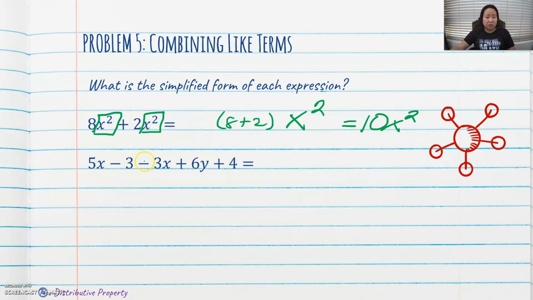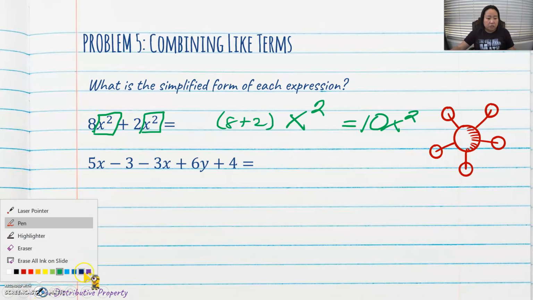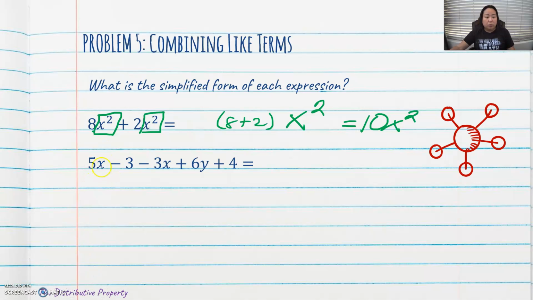Let's have a next example here. We have 5x minus 3x plus 6y plus 4. Remember, when we need to simplify, we have to combine all the like terms. So let's analyze what we have in here. We have x. Do we see other x terms here? Yes, we actually have positive 5x, and we have this one, minus 3x. So we have to combine them.